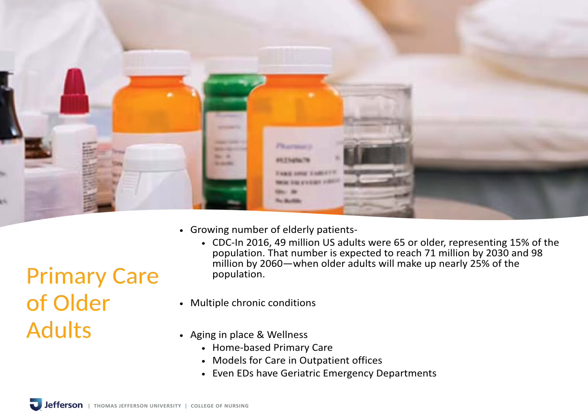It's important to think about primary care for older adults since the number of older adults in the United States is growing. By 2020, there is expected to be over 71 million older adults and 98 million by 2060. So by then, older adults will make up nearly 25% of the United States population.